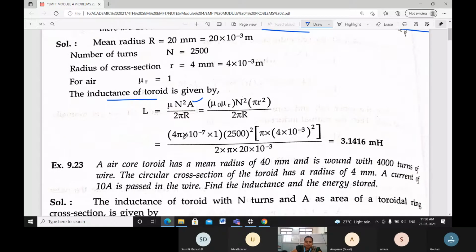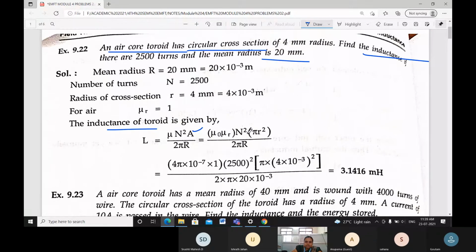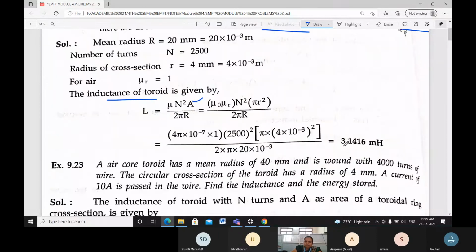Mu naught is 4 pi into 10 to minus 7 into 1. Then N square, that is 2500 square. Then pi r square is of 4 milli square divided by 2 pi R. That you substitute and calculate, you will be getting 3.1416 milli Henry. You have to remember the equation of the inductance.